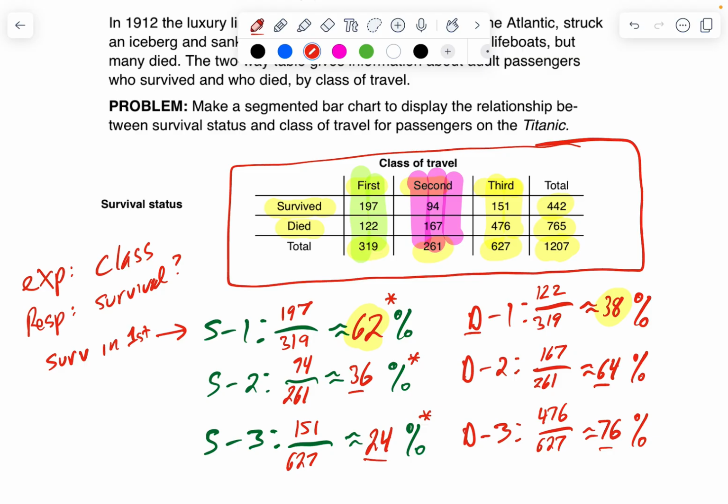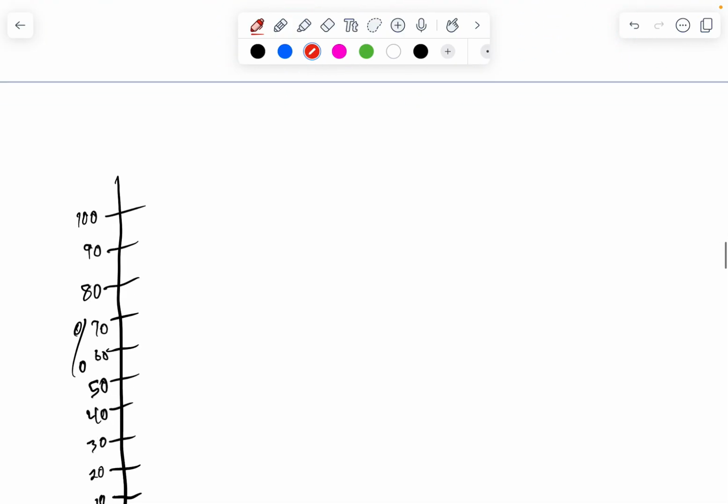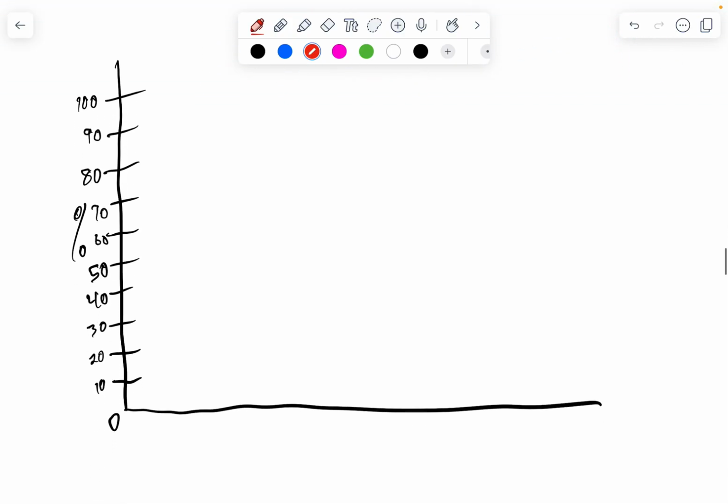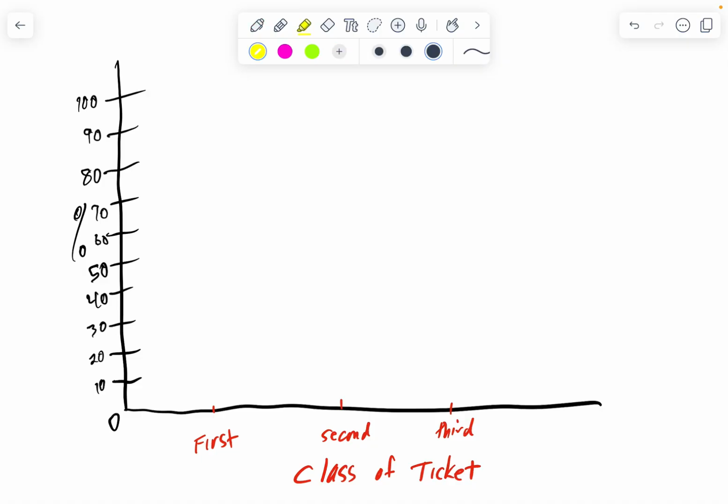Now, visually, if we want to display this relationship in a picture, the numbers show us one story, but the picture will show us another story, or at least make it more visual. So we have this skeleton graph here, a two-dimensional graph. The horizontal axis is going to be representative of the explanatory variable, which is the class of ticket people had. They were either in first class, second class, or third class. There's no numerical scale on the horizontal axis because class of ticket is categorical, not quantitative. The vertical scale is going to be measured in percentages.